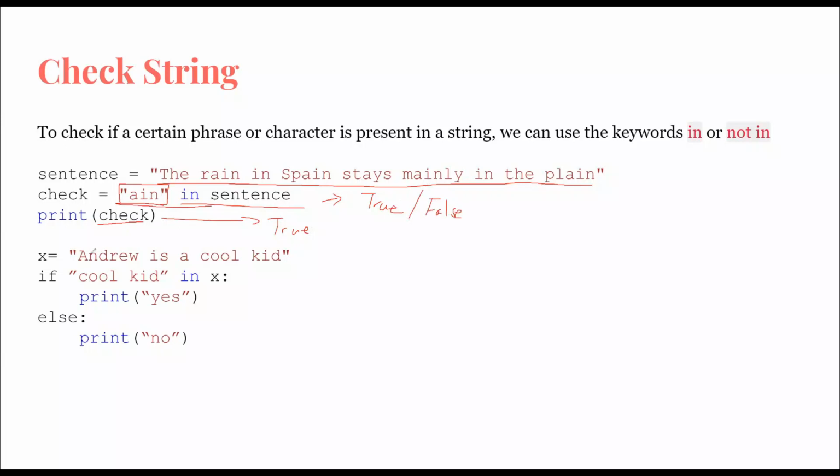And here's a cool kid example. If cool kid is in X, we print yes, otherwise we print no. So this output will actually give out yes or no because we're evaluating with the if statement. But in the cell, this part of the code still evaluates as true or false. It's a pretty straightforward function. It just checks whether something is inside something. That's basically it.